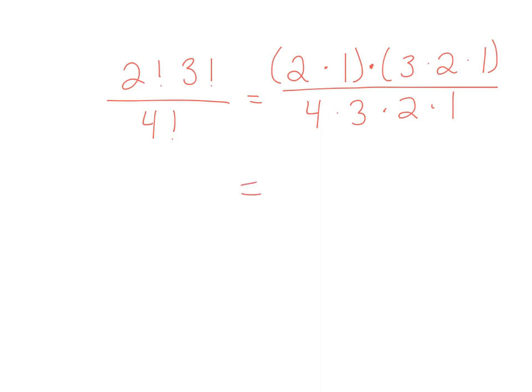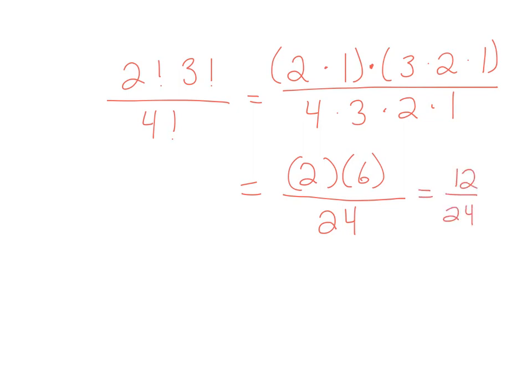That's what I was talking about. You could just go ahead and do all the calculations up top, and what you would get is 2 times 1 is 2. 3 times 2 times 1 is 6. 4 times 3 is 12 times 2 is 24. So you would get 12 over 24, which is equal to 1/2. So you can do it that way. You don't have to cancel anything out. You could just do the calculations as you see them. All right, so this is how you do factorials.